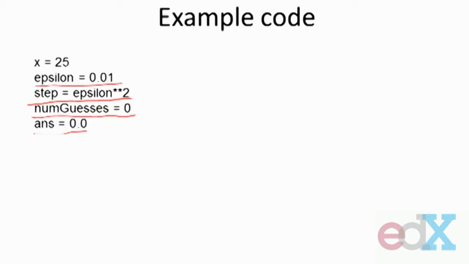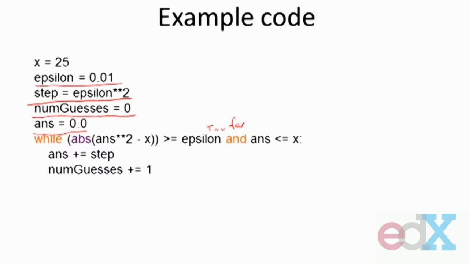It's first going to check to see, have I gone too far? What does it do? It says if the absolute value of answer squared minus x is bigger than epsilon, it says I have gone further than I can. Because remember, answer is going to keep increasing. If it gets to the point where it's bigger than that, it's gone too far. I'm also going to check at the same time to say, am I done or not?